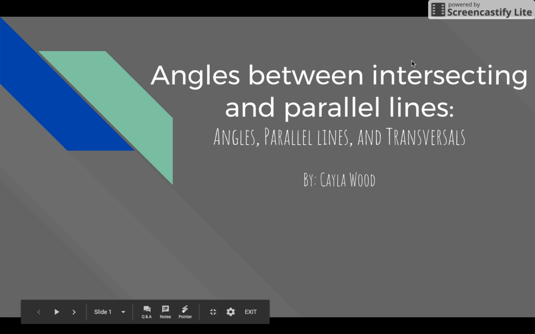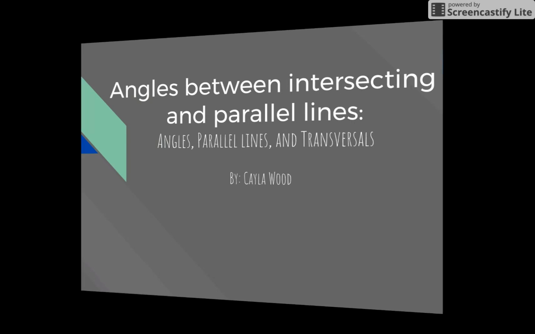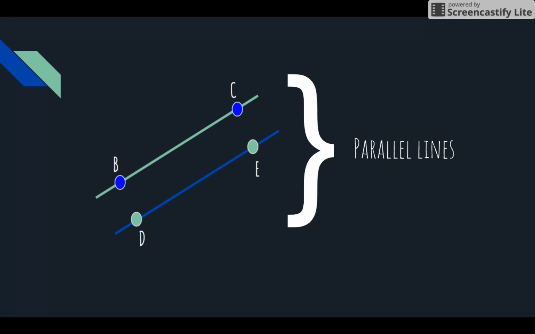The section I'm going to be teaching is called Angles between Intersecting and Parallel Lines, which includes angles, parallel lines, and transversals. We have two lines here, first one called BC and the other one DE. These lines both sit on the same plane, which means they're coplanar, yet they never intersect.